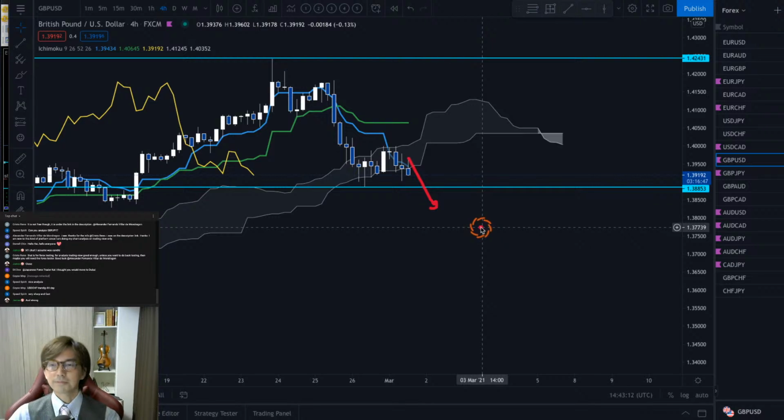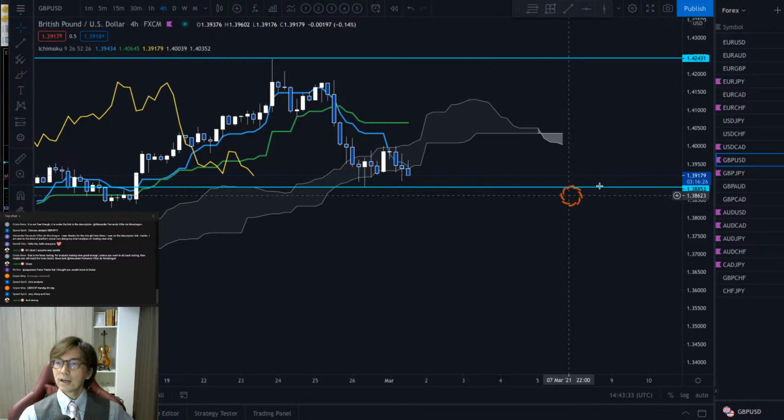Maybe it's going to happen sometime this week, so watch out. But we have big news this week on these currencies, especially USD. We have ADP and also NFP on Friday, so we have to watch out if you take these USD currency pairs.